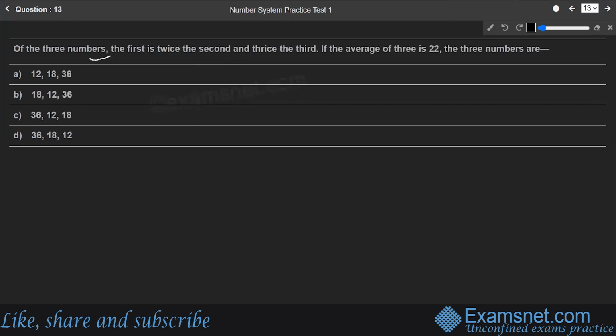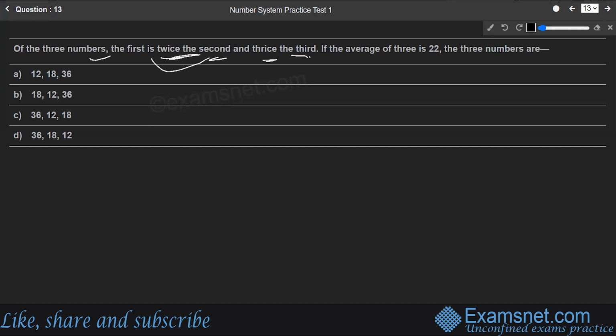Of the three numbers, the first is twice the second and thrice the third. So in this type of situation, we have to assume a single variable, and taking the reference of that single number, we can make the other two numbers. So let us try to establish which particular number can be assumed so that the other two numbers are easy to name. Look at that. The first number is twice the second and thrice the third.